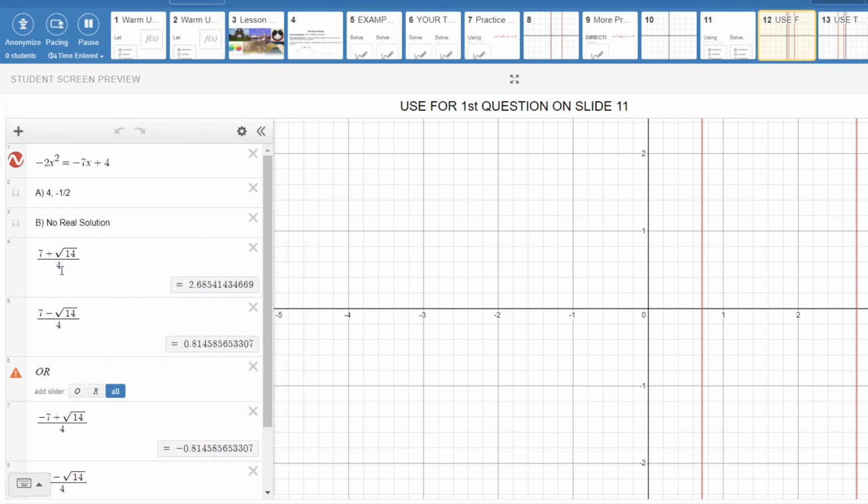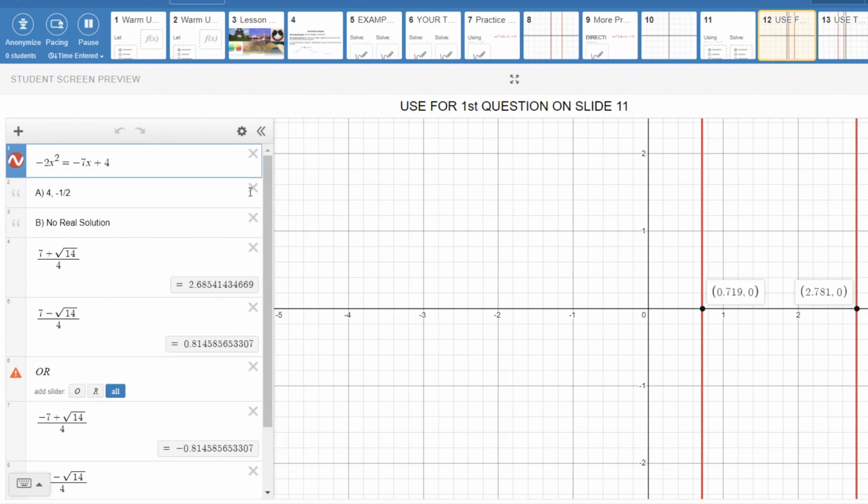I did 7 plus the square root of 14 over 4, and 7 minus the square root of 14 over 4. And let's have a look. Were those numbers good? I think they're the same numbers. Not quite, not quite. We got 2.781, and we got 0.79.